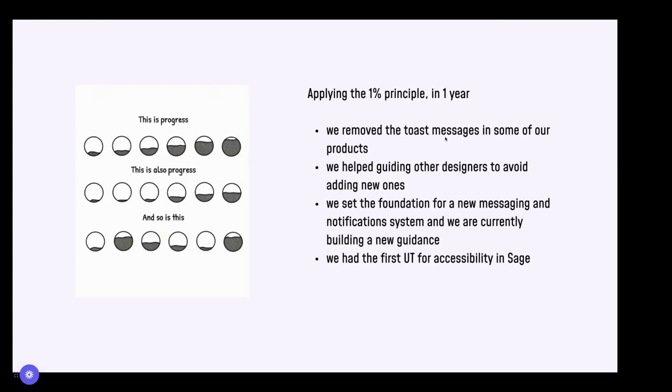We removed the toast messages in some of our products. We help guide other designers to avoid adding new ones. And it's so important, so you don't take with one hand and put with the other. We had to collaborate. We set the foundation for a new messaging and notification system, and we are currently building a new guidance, now the perfect one. We had two drafts already. And we had the first user testing for accessibility in Sage. And this one was an amazing opportunity for all our researchers and for other designers to learn about this experience.